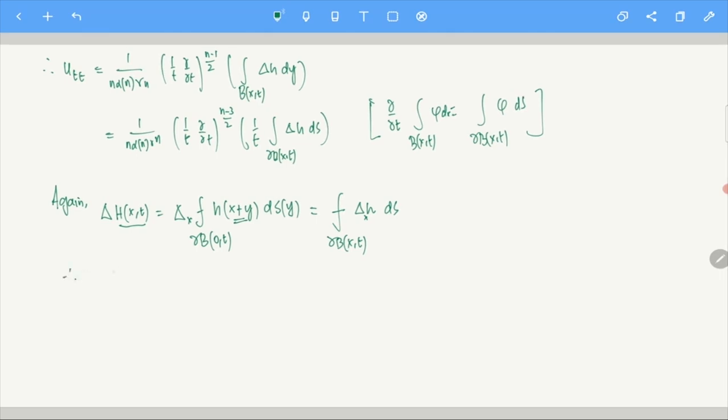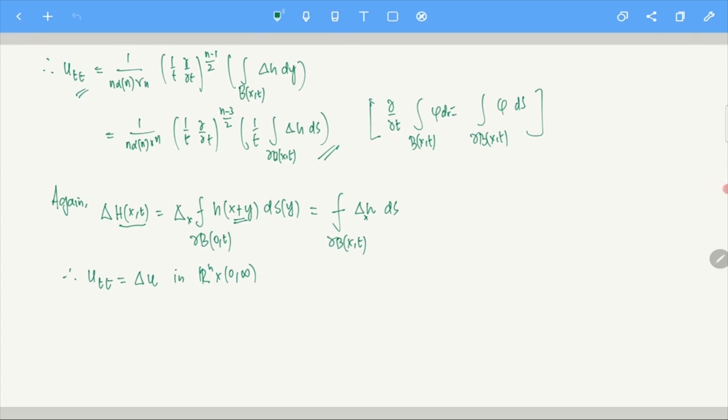Therefore, u_tt equals the Laplacian of u in R^n × (0, ∞). If you have something like this, you can see that u_tt is this thing, and the Laplacian of u, if you calculate, is essentially your u_tt. That is what I just proved, that u_tt equals the Laplacian of u. I hope that is clear.